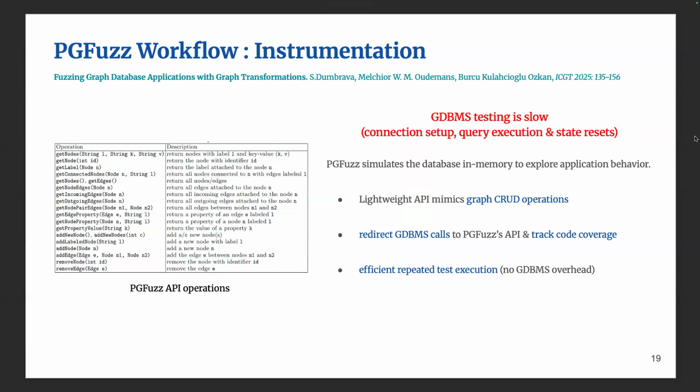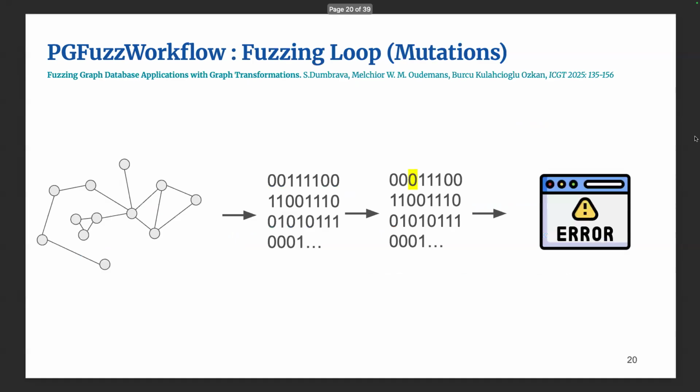For the instrumentation part, we did it by having our own API where we abstract mainstream operations, so CRUD operations on graphs, and we redirect the calls of the application to our API instead and track this code coverage. This allows us to be more efficient when running our testing. The more interesting part is now the fuzzing loop.